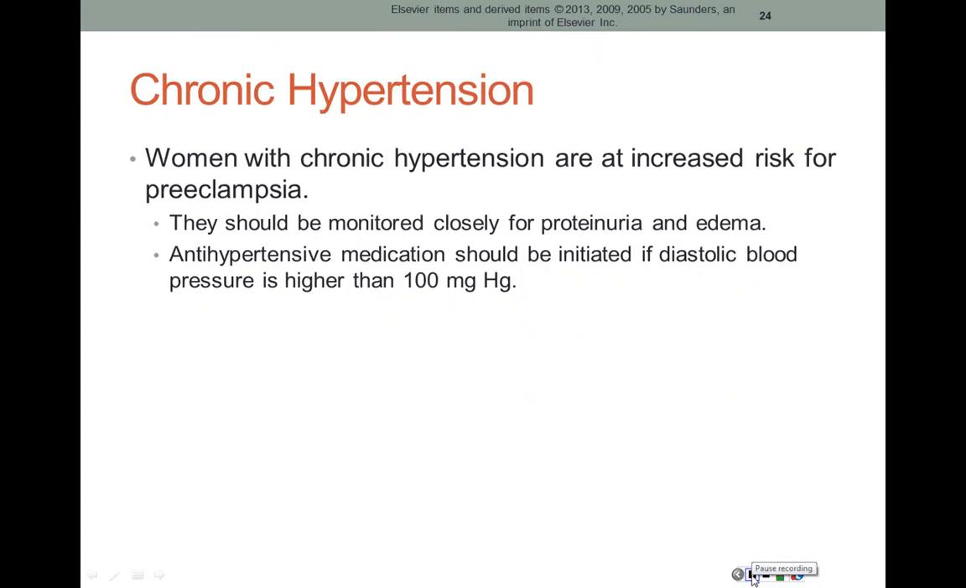So we also have to remember that women who have chronic hypertension are at increased risk for having preeclampsia. So because of this, we have to monitor moms with a history of hypertension very closely and make sure that their blood pressure is being maintained at a good level. So they may be on antihypertensive medications, and we would want to make sure that we keep the blood pressure low and that the blood pressure medicine does not have any implications for causing fetal anomalies.